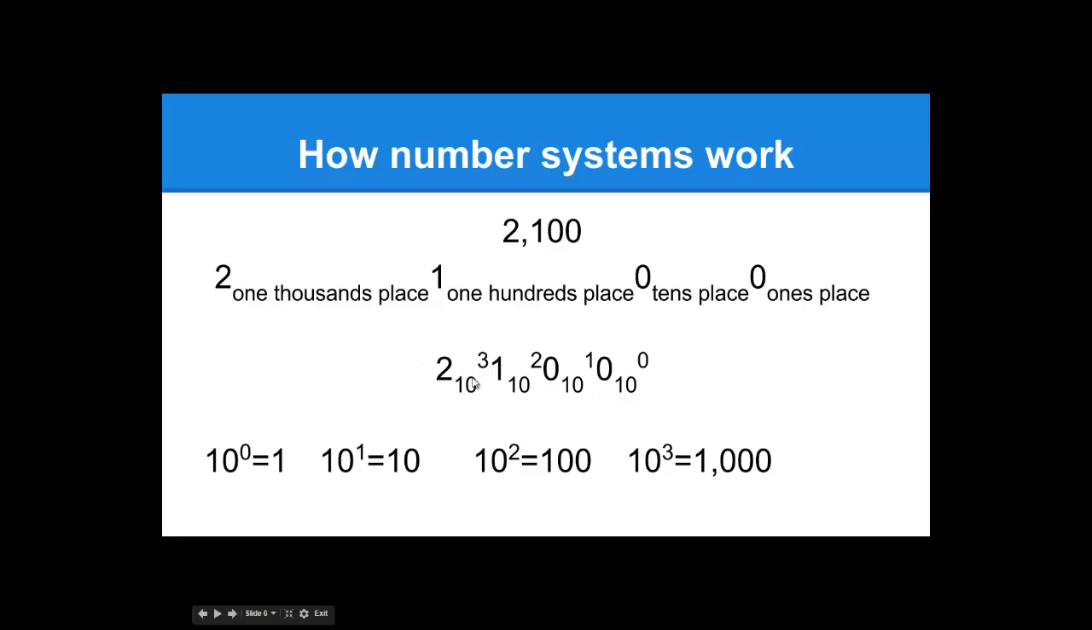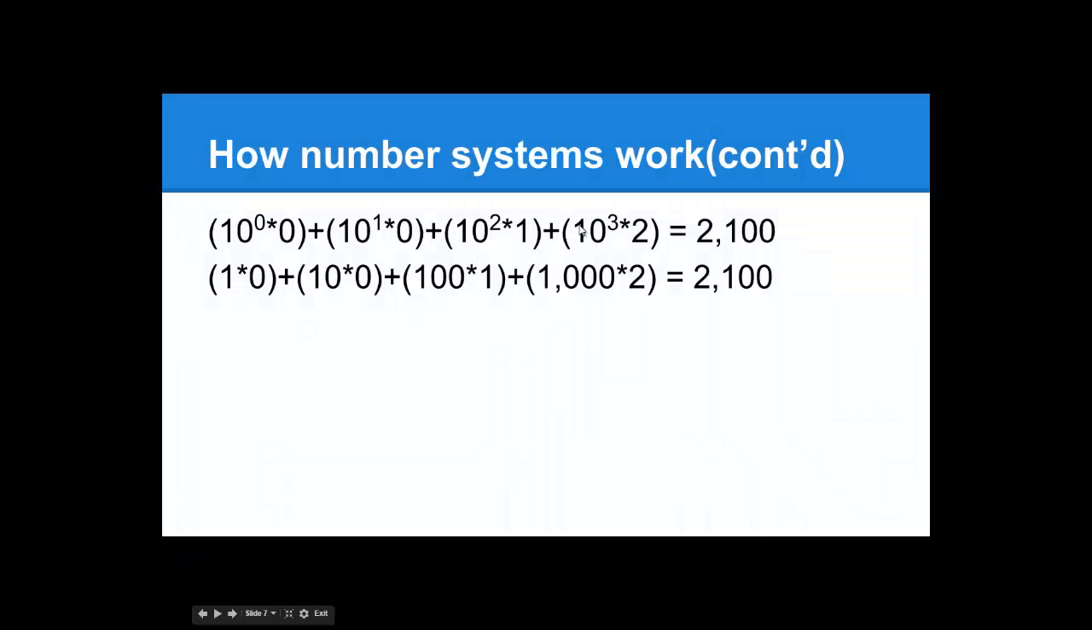So it'd be 10 to the power of 3, that would be its position, so the 1000s, so 1000 times 2. So these two, 0 plus 0 is 0, 100 plus 2000 plus 0 gives us 2100. And you see how all that worked out.